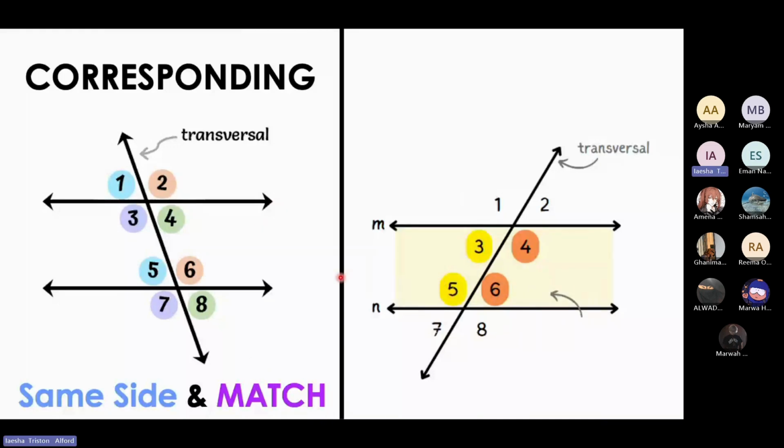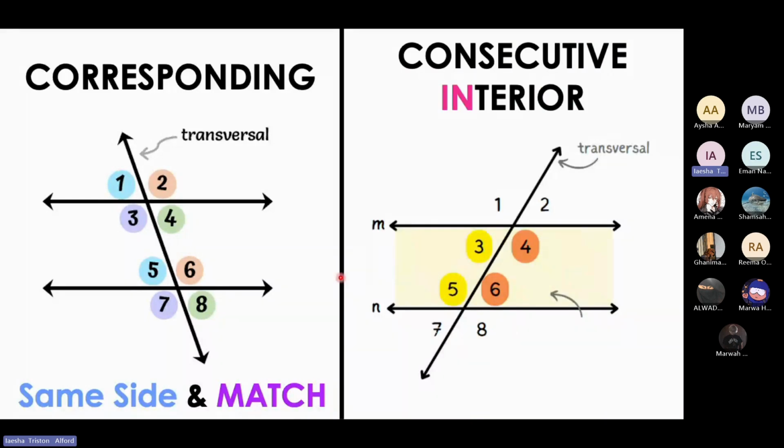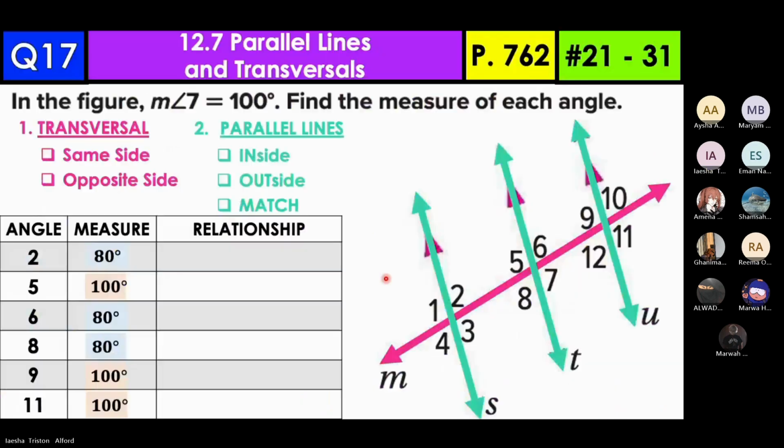3 and 5, it has a name. Consecutive interior. Consecutive interior should be on the same side and inside of the parallel. So 3 and 5 are on the same side, and they're inside the yellow part here between M and N. So maybe you might need to say the name to help you explain why your answer is correct.